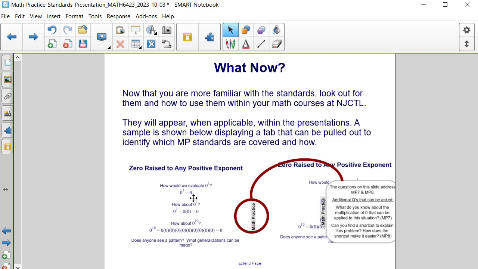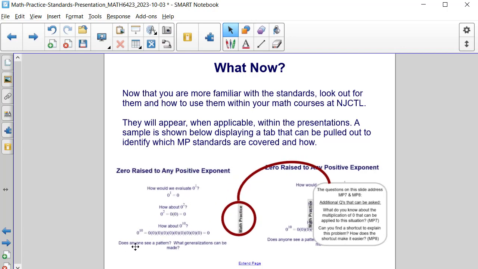And here you can see that we have the questions there. Does anybody see a pattern? What generalizations can be made here? Is there a shortcut? Do we automatically know something right away based on what we just did?